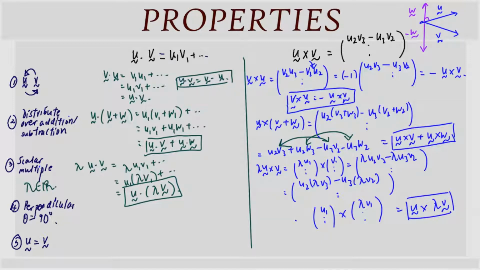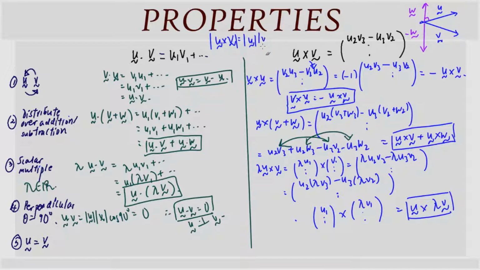Now for perpendicular, when theta is equal to 90 degrees, we have u dot v equal to modulus of u times modulus of v times cosine of 90 degrees, which is equal to 0. So thus we have u dot v equal to 0 if u is perpendicular to v. Alright, next up, for the cross product side of the house, take note that the modulus of u cross v is equal to modulus of u times modulus of v times sine theta. So when theta is equal to 90 degrees, or u is perpendicular to v, we have the modulus of u cross v equal to modulus of u times modulus of v.